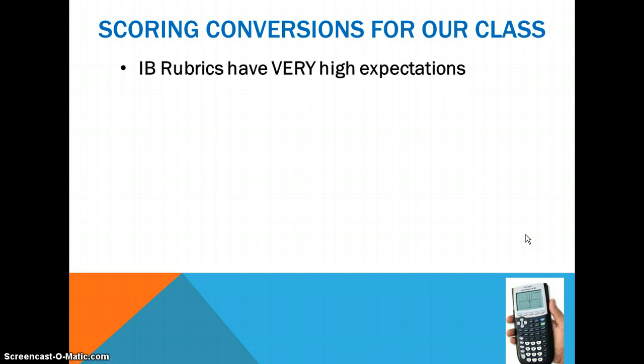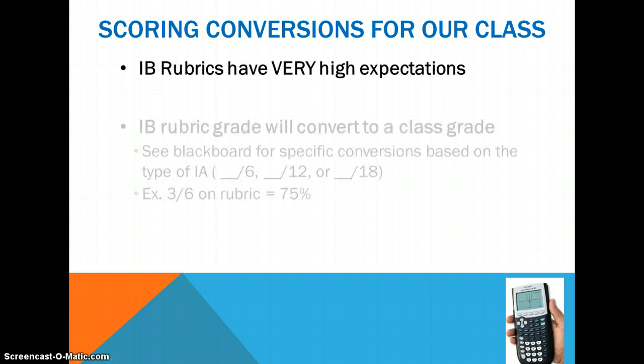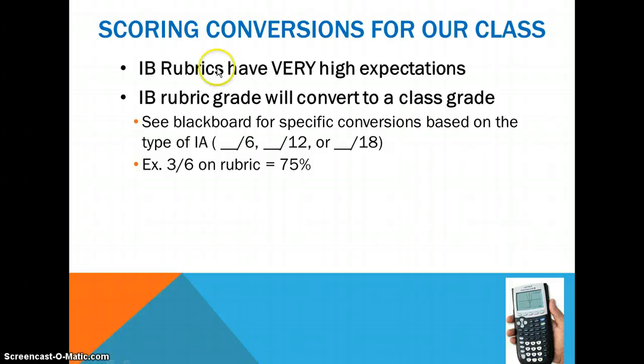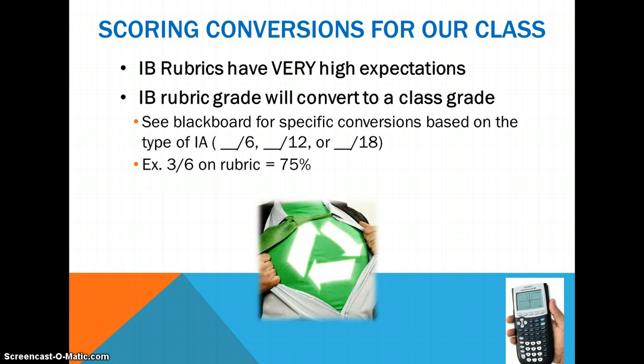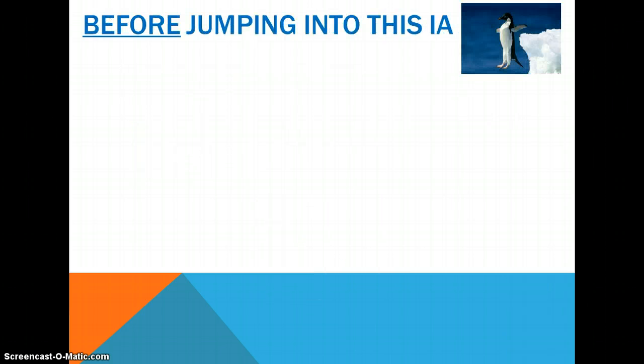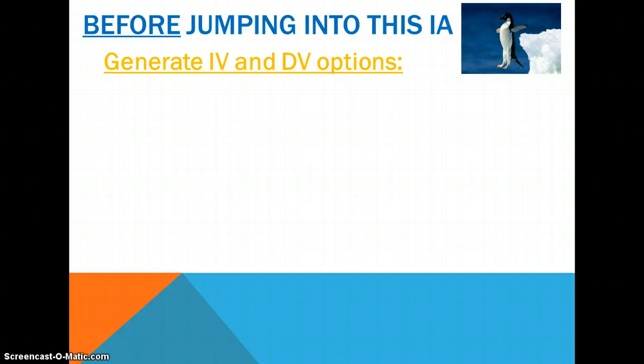So how does scoring work? Remember, IB rubrics have very high expectations. Because of that, on the planning rubric, which is out of 6, even if you got half the points, that's just a C. But that's not bad, okay? I have to be very strict in how I grade you. You guys can do this. You're going to learn. You're superstars. Just stick with me along the way and read the helpful tools, and I think you can be super successful.